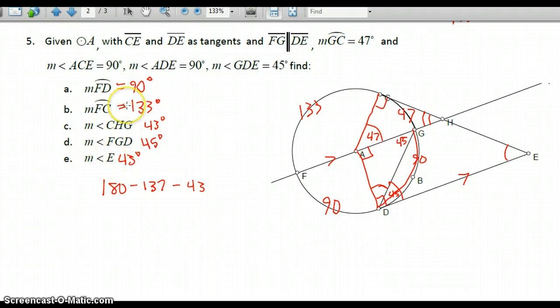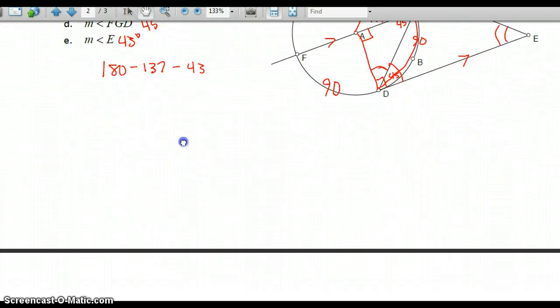CHG, is that a big? Yeah, I guess that's not surprising because look, CHG and angle E, those are corresponding angles if these are parallel. Yeah, I didn't really have to do any circle stuff to find that one. All right. Great, so you can use that stuff from earlier chapters.